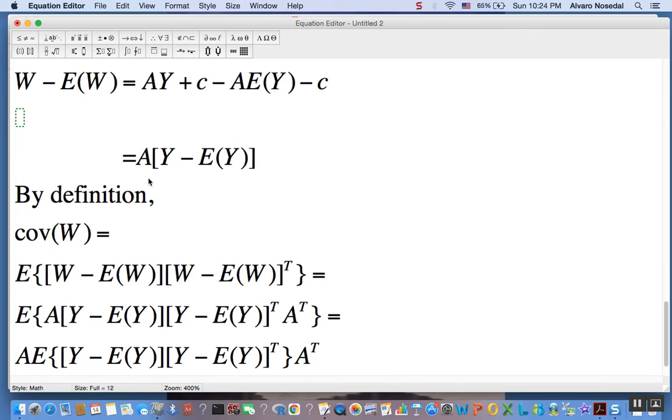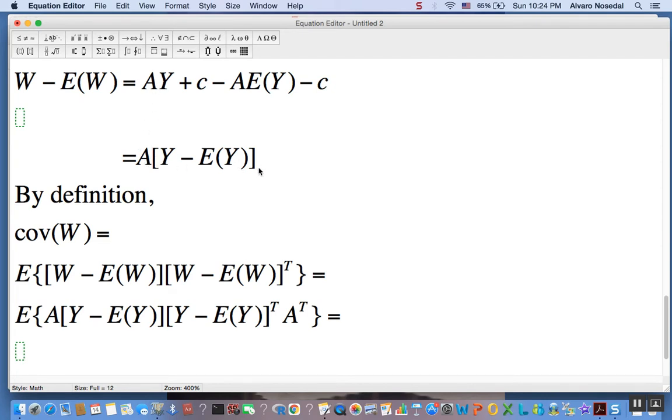Here I'm just plugging in what we derived together. So W minus expected value of W is the same as matrix A times Y minus expected value of Y. If we take the transpose, the transpose of a product is the transpose of the second term times the transpose of the first term, right? The first matrix.